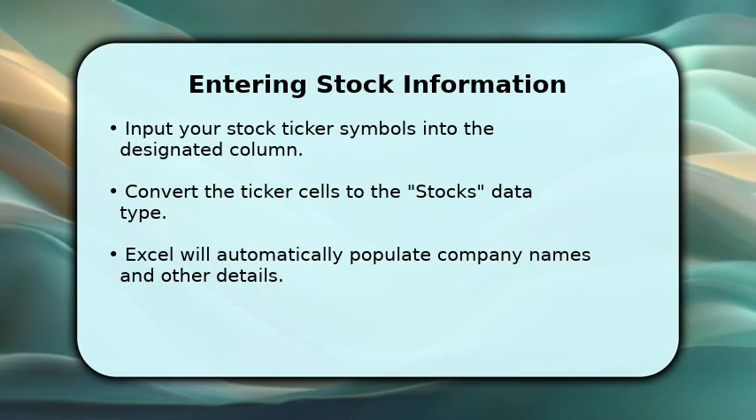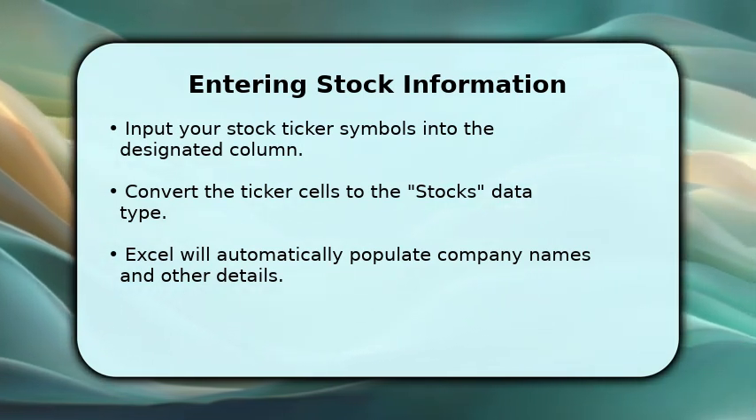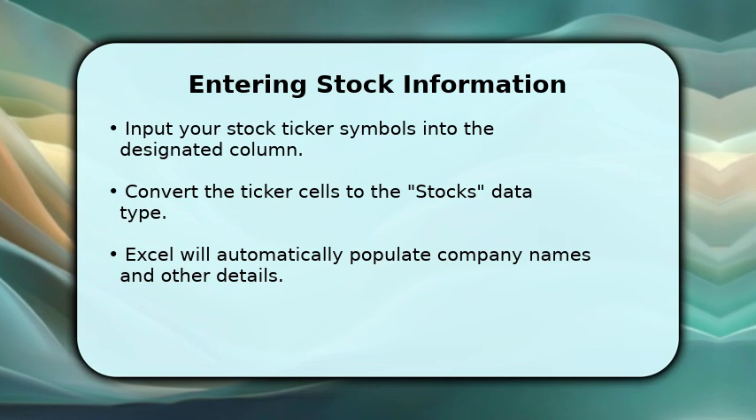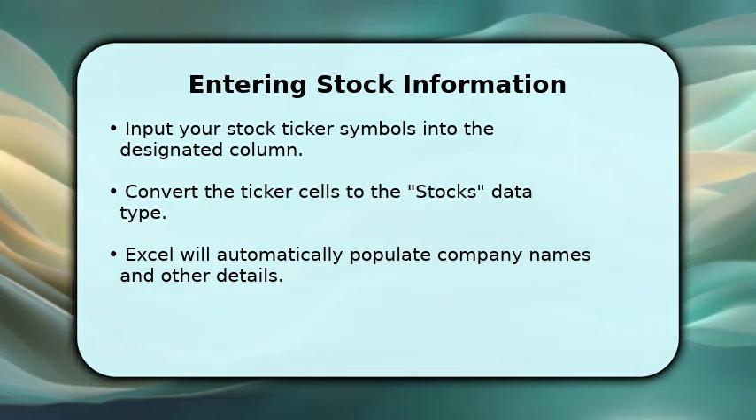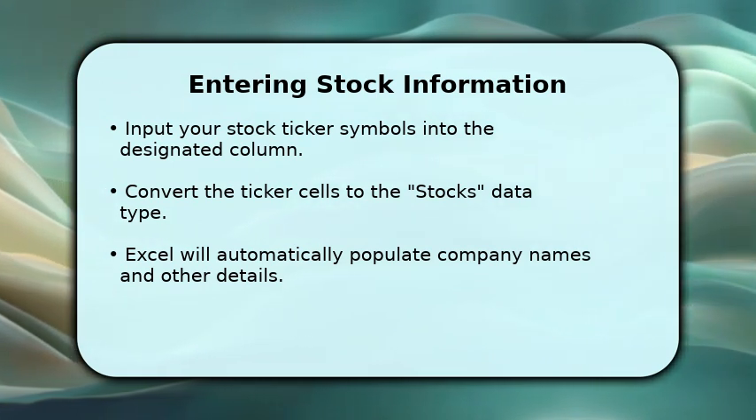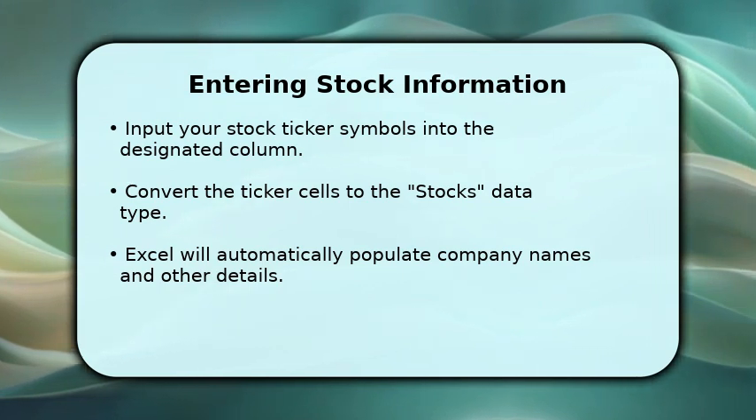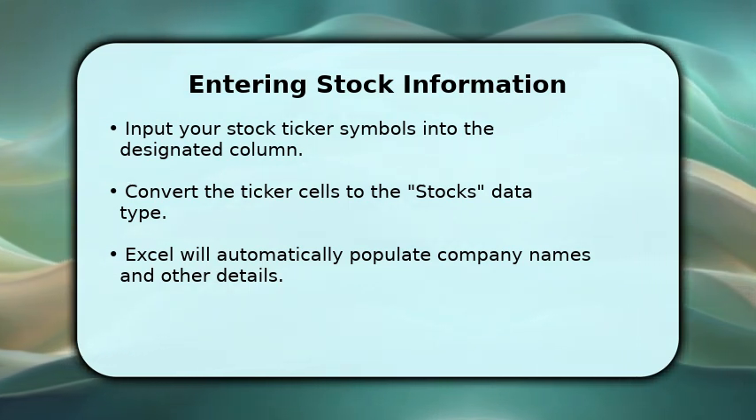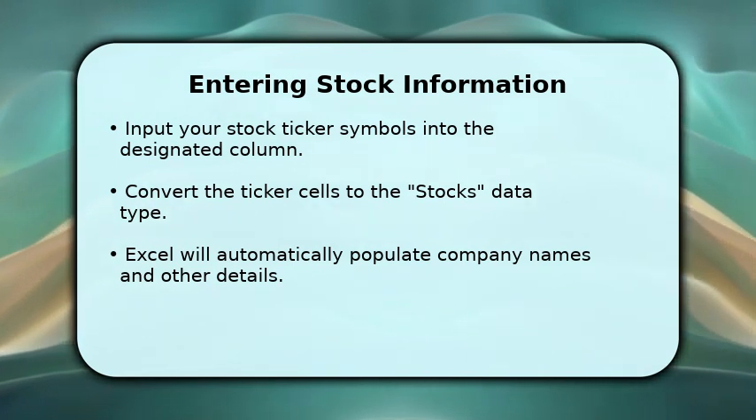Now let's add your stock information. In the ticker column, type in the symbols for your holdings like MSFT or OPL. Select these cells and navigate to the Data tab, then choose Stocks from the Data Types group. Excel will transform these into interactive stock cards, pulling in valuable information such as company name, current price, and daily change. This feature makes your sheet dynamic and keeps your data up to date effortlessly.